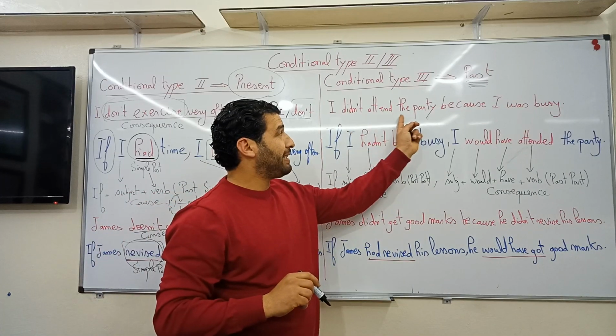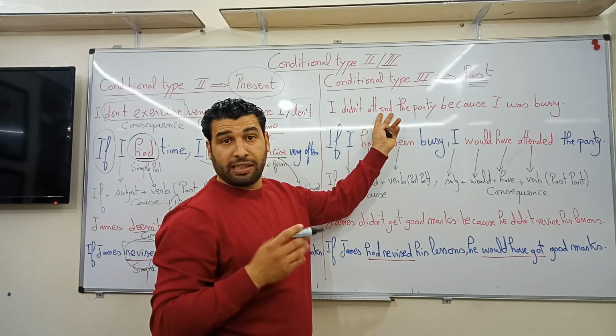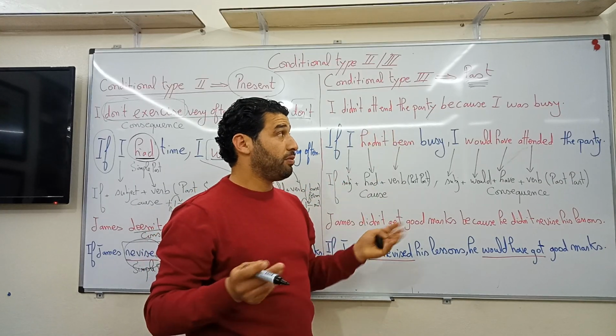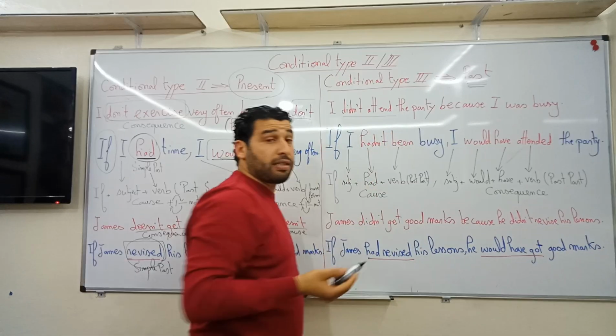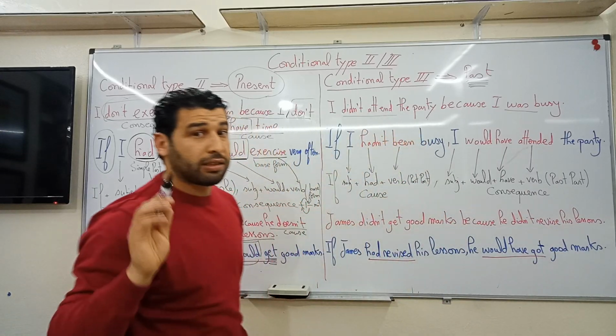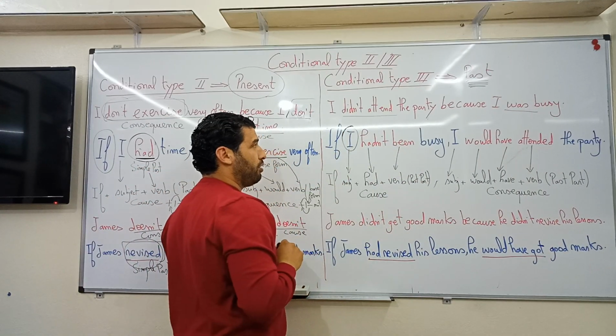Okay. I didn't attend the party because I was busy. Right? So, read this sentence as if you are in the national exam. I didn't attend the party because I was busy. So, this sentence is evidently in simple past. I was busy. Simple past again. So, here we have conditional type 3.